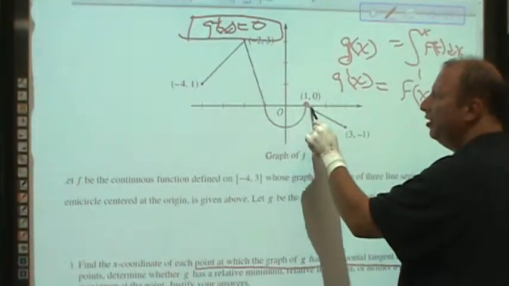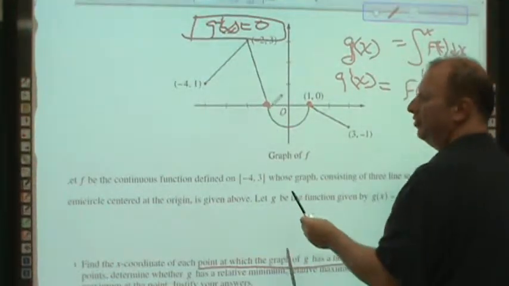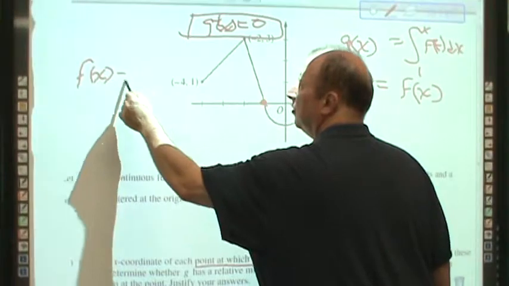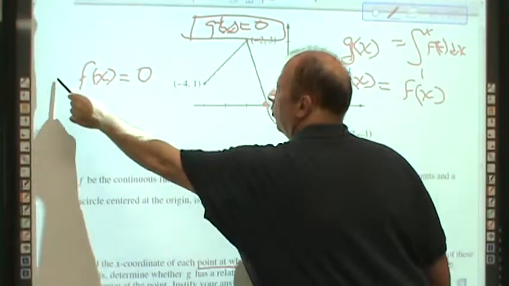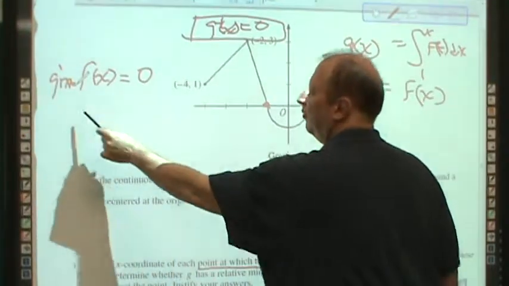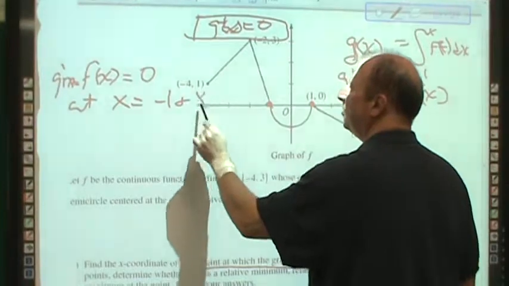If we look here, f of x is equal to 0. And we look here, f of x is equal to 0. So f of x, or should I say g prime of x, which is equal to f of x, is equal to 0 at x equals -1 and x equals 1.